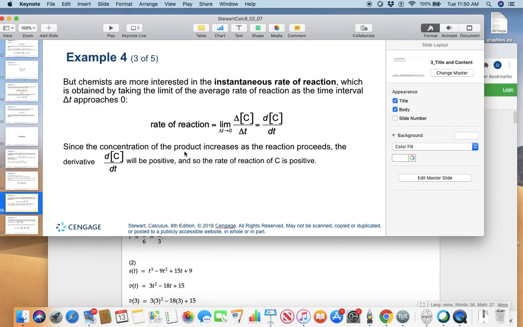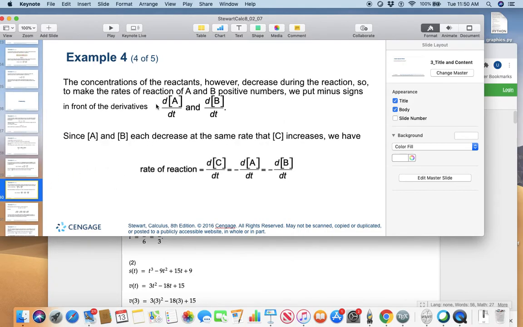So the concentration of the product increases as the reaction proceeds. The derivative will be positive, so the rate of reaction of C is positive. As the reaction continues, you are going to have more product. So this derivative will be positive always. Well, the concentrations of the reactants A and B will decrease during the reaction. So these rates will be negative. All right.